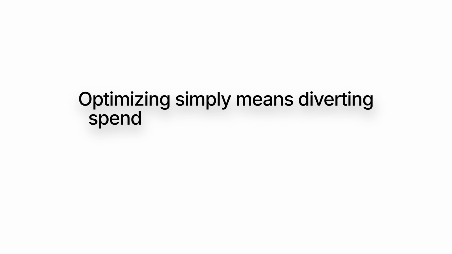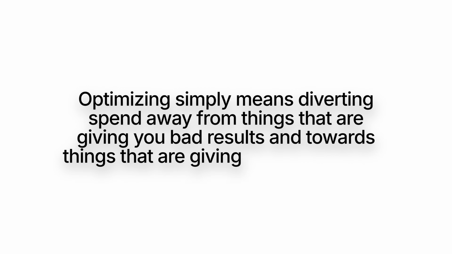All right, you guys. So before we jump into the ads manager, let's just get a shared understanding of what I mean when I say optimizing. So, optimizing simply means diverting spend away from things that are giving you bad results and towards things that are giving you good results. Okay, so that means turning off ad sets or ads that are giving you bad results in terms of your ROAS or your CPA or cost per lead if you're doing lead gen. We're trying to turn those things off so that we can improve our average results.